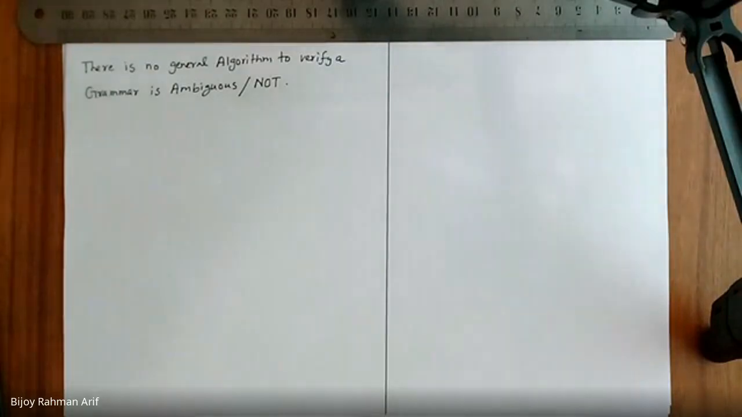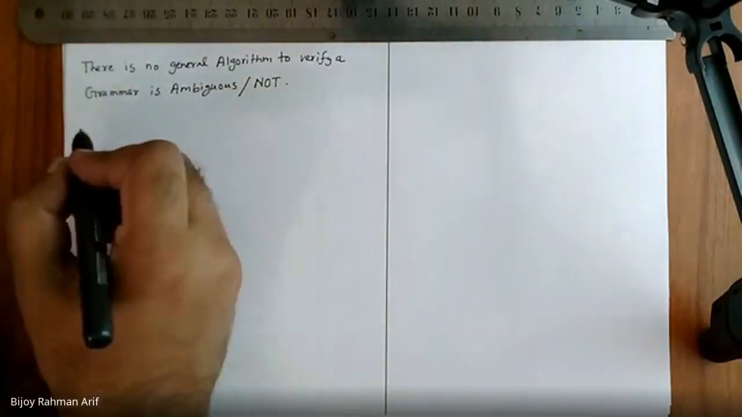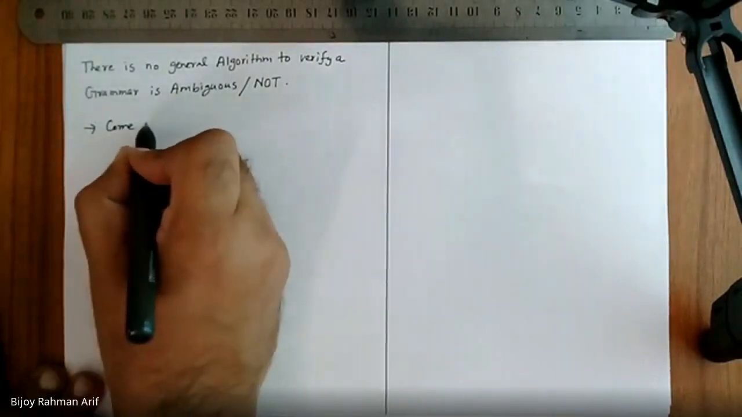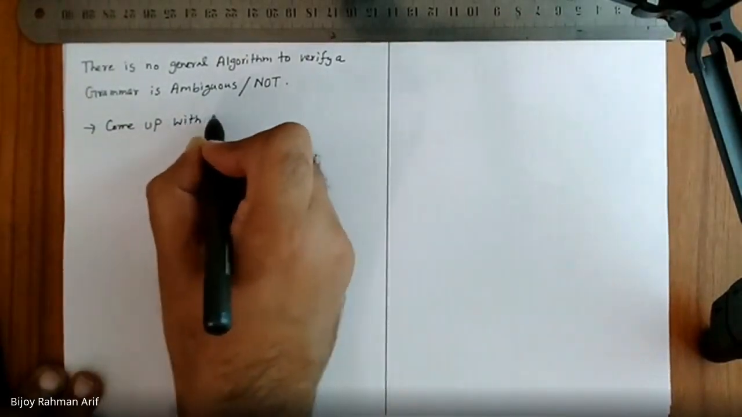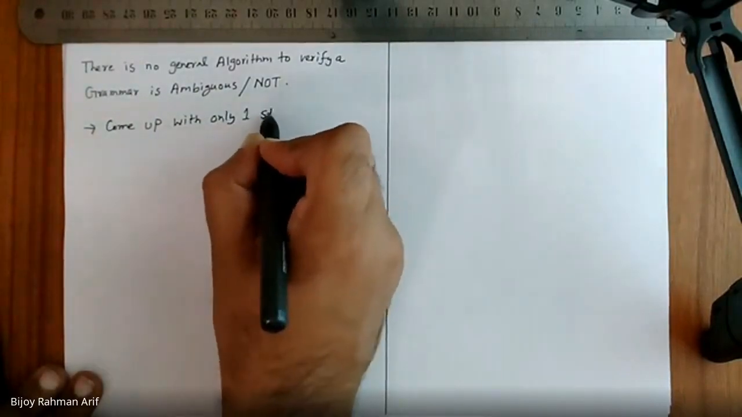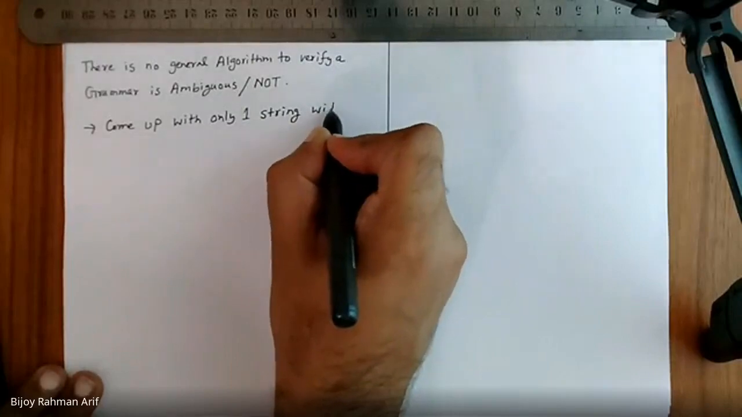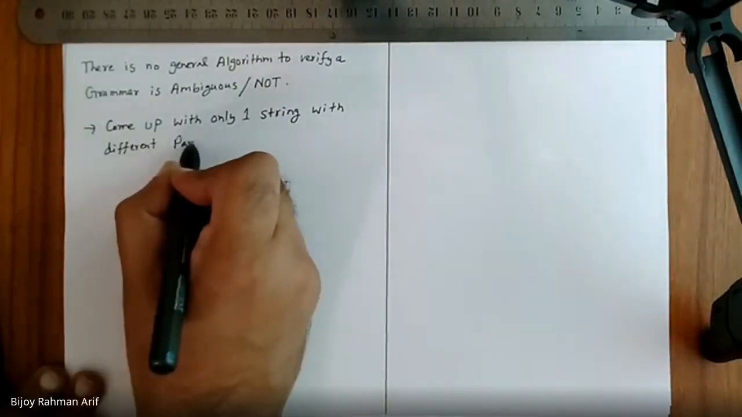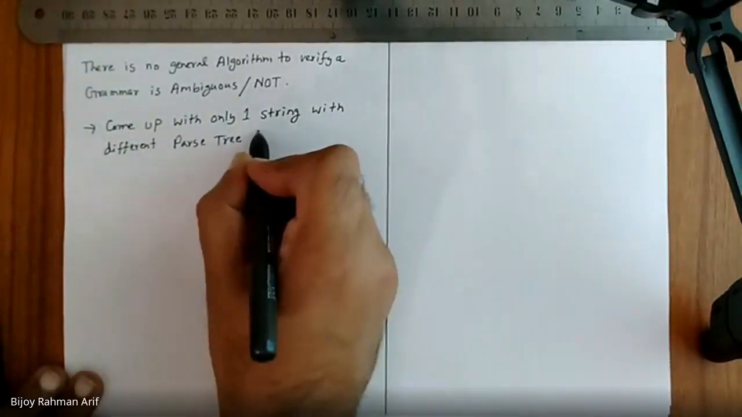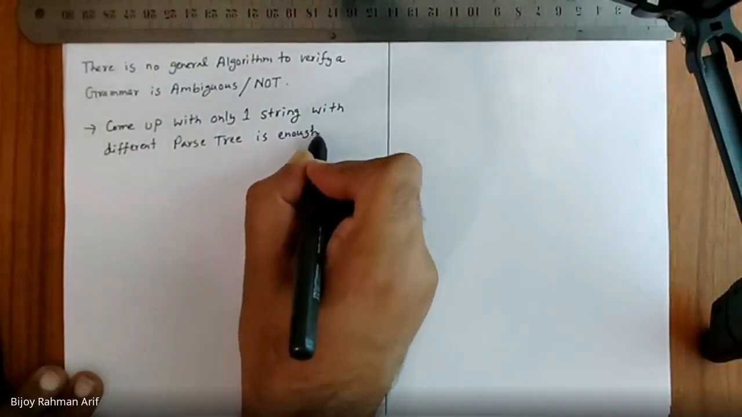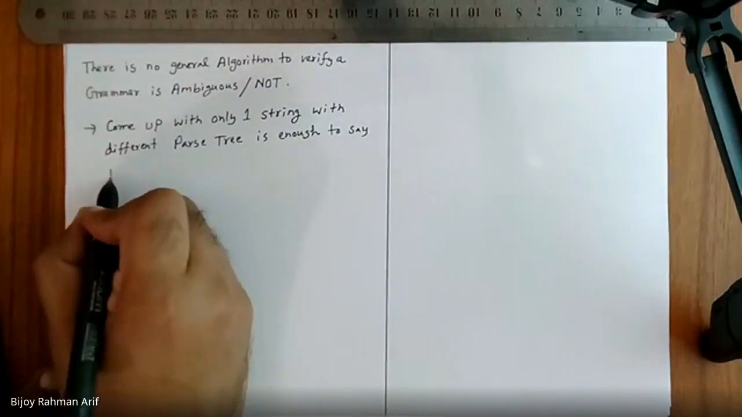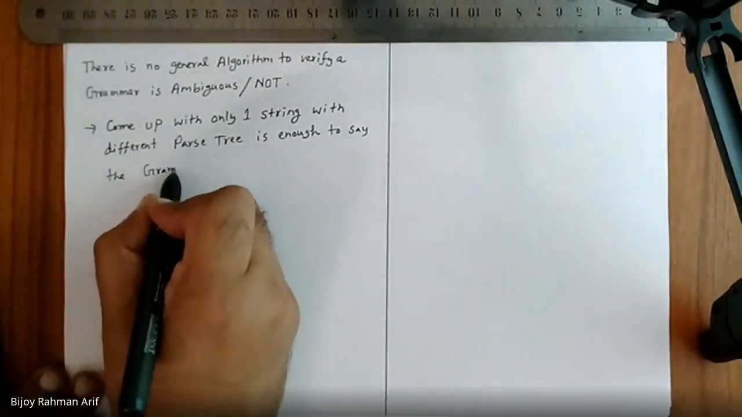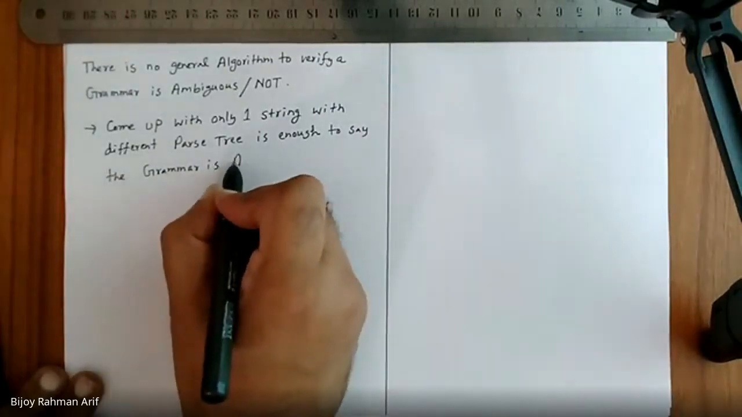We have to check for different parse trees. So you have to find at least one example, one string for which there are two different parse trees. So coming up with only one string with different parse trees is enough to say the grammar is ambiguous.